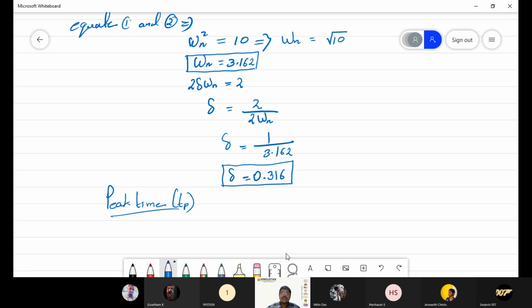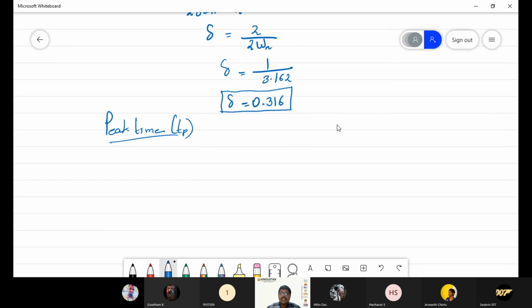Anybody remember we derived the Tp, right? We have that formula. What is the formula for Tp? That is equal to pi divided by omega d. Anybody remember this one? We derived it in the previous session, or before that session, I hope. Pi divided by omega d, and we can find the value of omega d also.